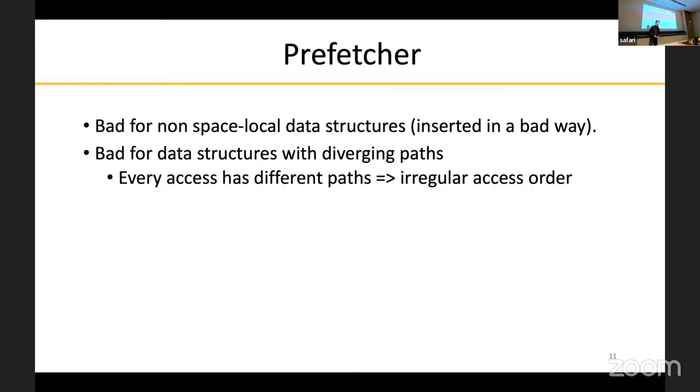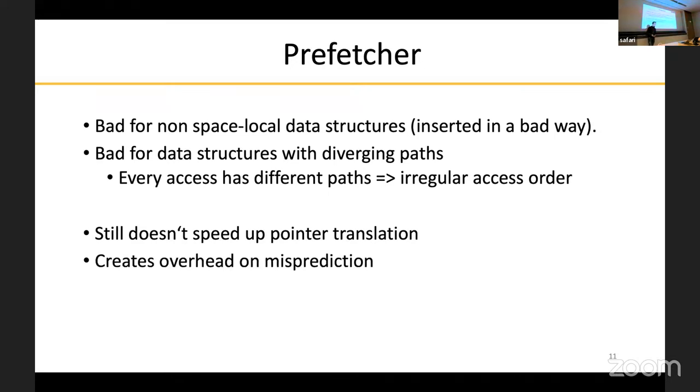The second bad thing is that, for example, binary trees have diverging paths, and every time you access a binary tree, you will probably take a different path. So the accelerator can't determine based on the last address which address you will load next. Additionally, the prefetcher still doesn't speed up the translation of the virtual to the physical address. And this process is quite expensive, as we will see later.